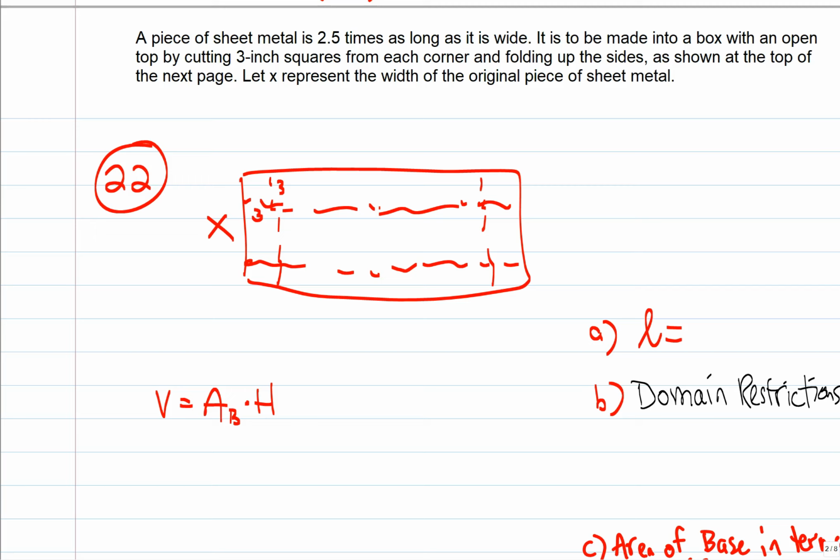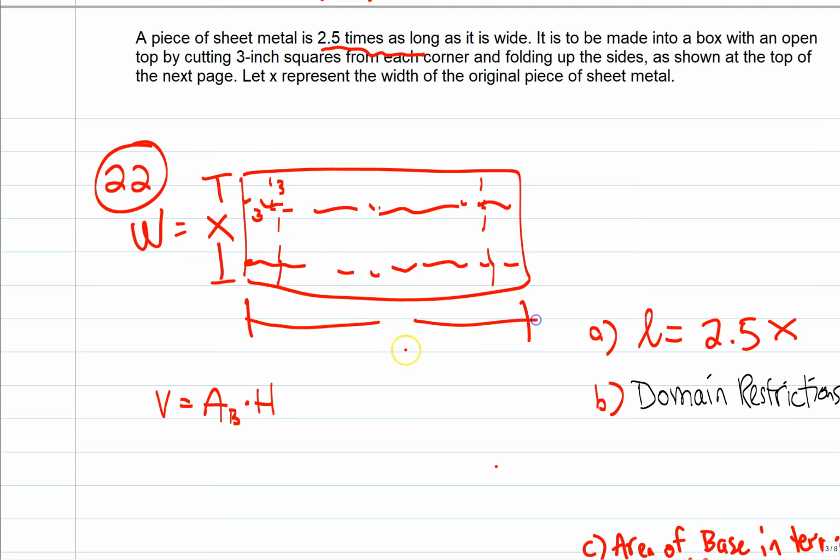I've sketched it here. The x represents the width of the original piece of sheet metal. So if the width here is x, what is the length? Well, it says the length is 2.5 times longer than it is wide. So if the width is x, the length is 2.5x. This whole width here is x. This whole length here is 2.5x.